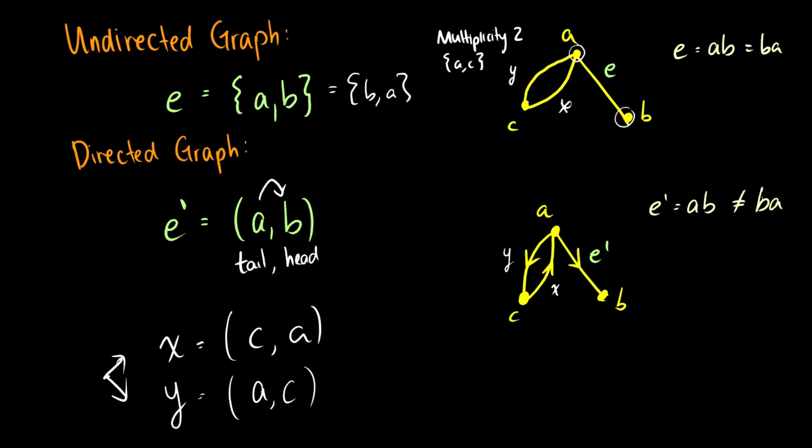Proofs for them are always separate. So they might have the same proof structure for its properties, but they're always done as separate proofs because they are different objects. One has direction, one does not.